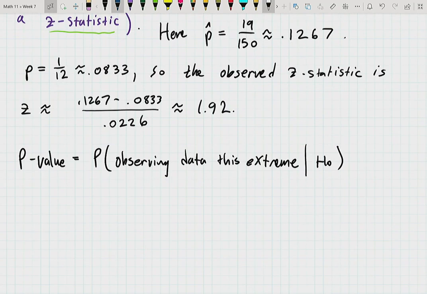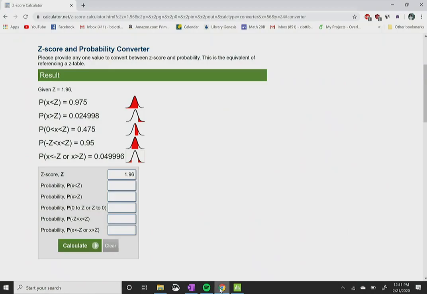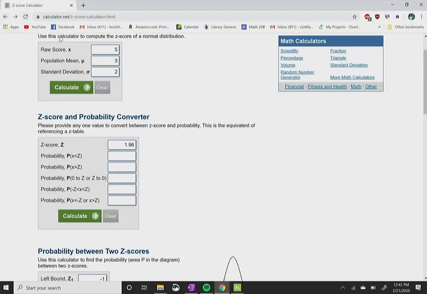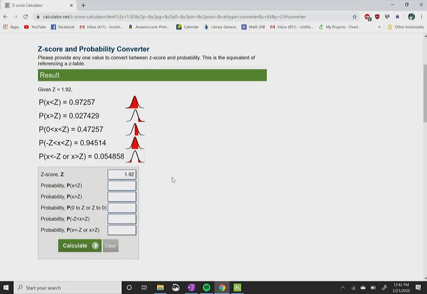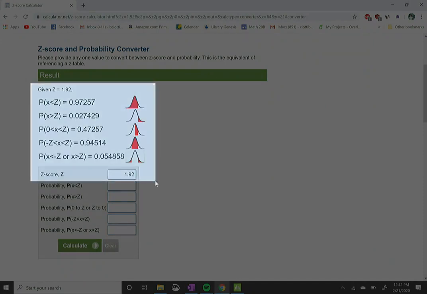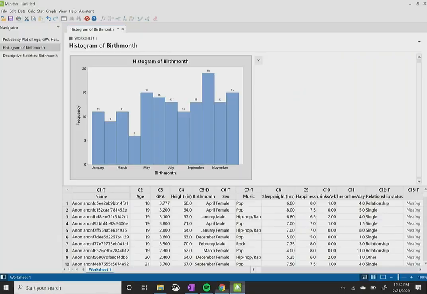So let me get out a z-score calculator here. Okay, well, I already did it because I prepared beforehand, but here's the z-score calculation. Oh wait, oops, I did the wrong number there. Let me do the, okay, I did not do it beforehand. Here's the calculation. 1.92 was our z-score. Okay. Oops.